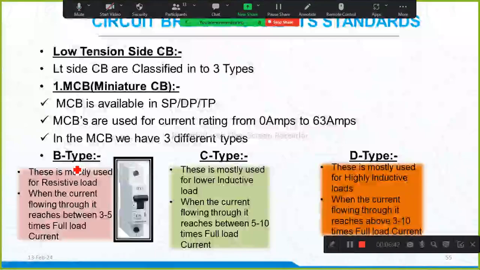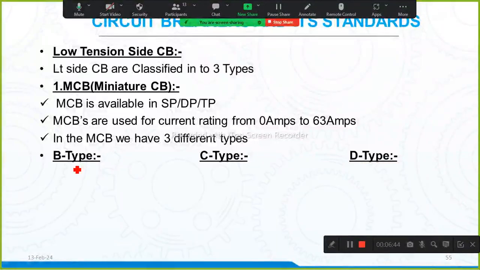Next is LT side circuit breakers. What are LT side circuit breakers? LT side circuit breakers are again classified into three categories: MCB, MCCB, and ACB. First, let us go with MCB. MCB stands for miniature circuit breaker. It is available in SP, DP, TP: single pole, double pole, and triple pole.